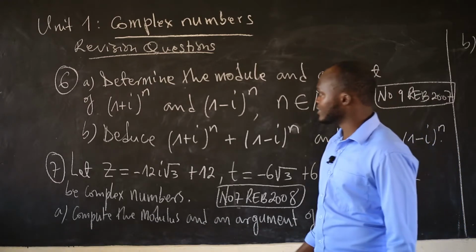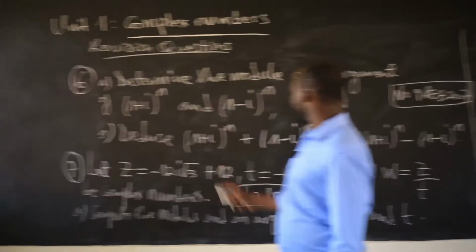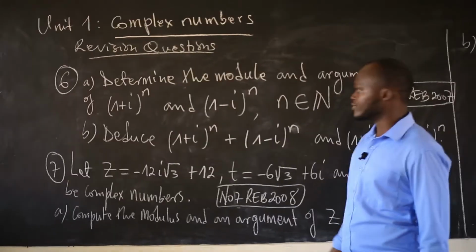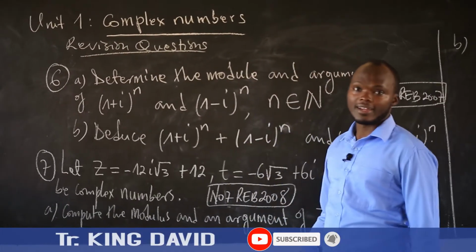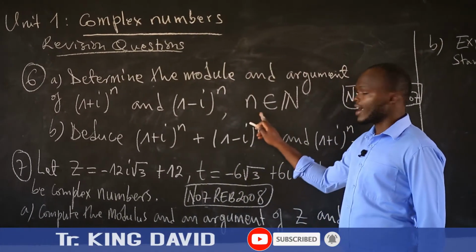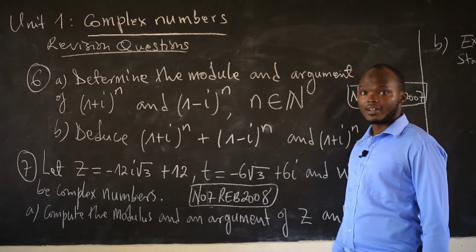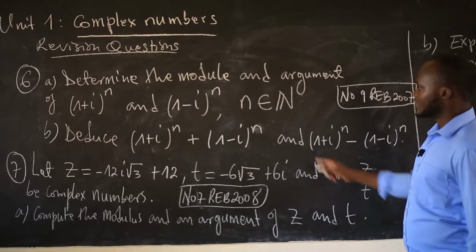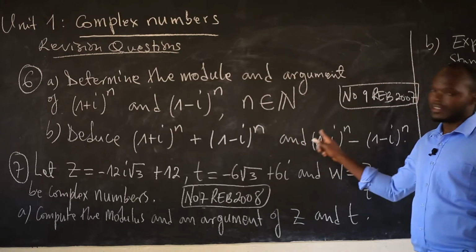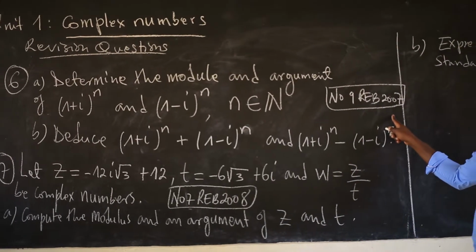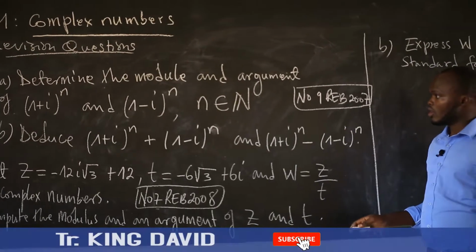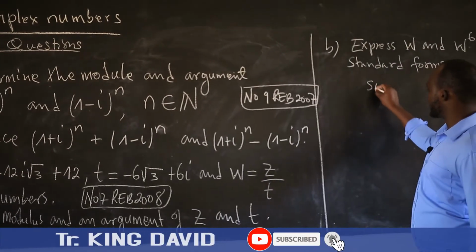Number 6 says: determine the modulus and argument of (1 + i)^n and (1 - i)^n, where n is a member of the natural numbers. Number 6a and b is from number 9, Reb 2007. That's where you can find it. Okay, let us start.